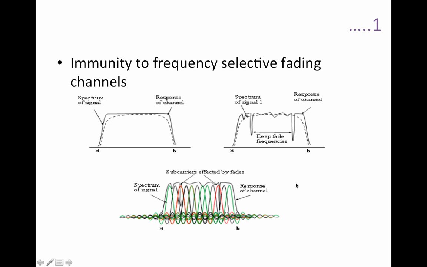The advantage of OFDM is that, like we can see here, the OFDM spectrum is laid on the frequency response of the channel. All the subcarriers are perfectly okay except for two of them. Only two are being affected. So instead of losing the whole symbol, we just lose a few bits, which can then be recovered using coding techniques.